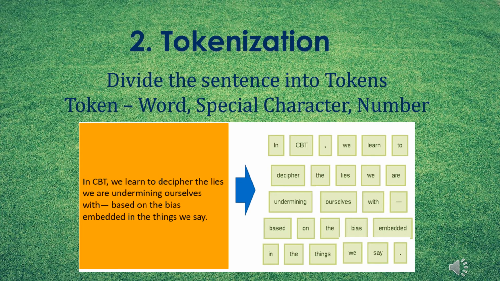The second step is the tokenization. In this one, divide the sentence into tokens. What is a token then? A token may be a word, special character, or a number. Let us go back to the previous example and take the second sentence and divide that particular sentence into tokens. Identify each and every word, special character, and number and keep them in a box so that it will be easy for you to count how many tokens are there in a particular sentence.